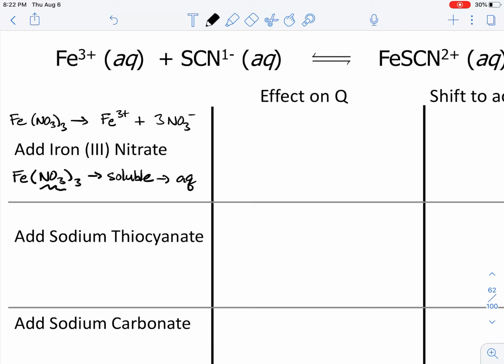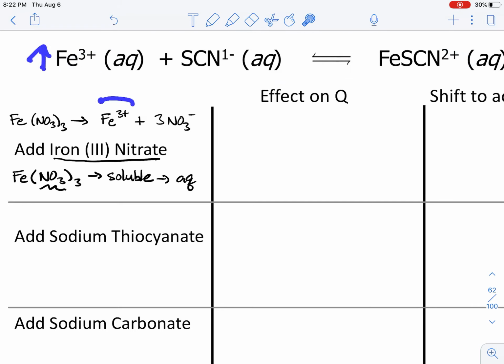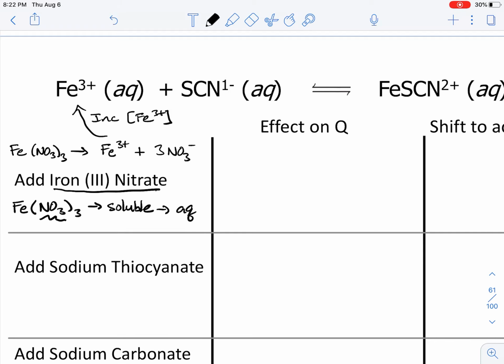And so what we're really doing is when we add iron 3 nitrate to this chemical reaction, we're increasing the concentration of the iron. I'm sorry, not the nitrate, the iron. I don't know why I said nitrate. I apologize. And so when we increase the concentration of the iron, that's going to disrupt the current equilibrium. And according to Le Chatelier's principle, an increase in reactant is going to shift the equilibrium to the right.